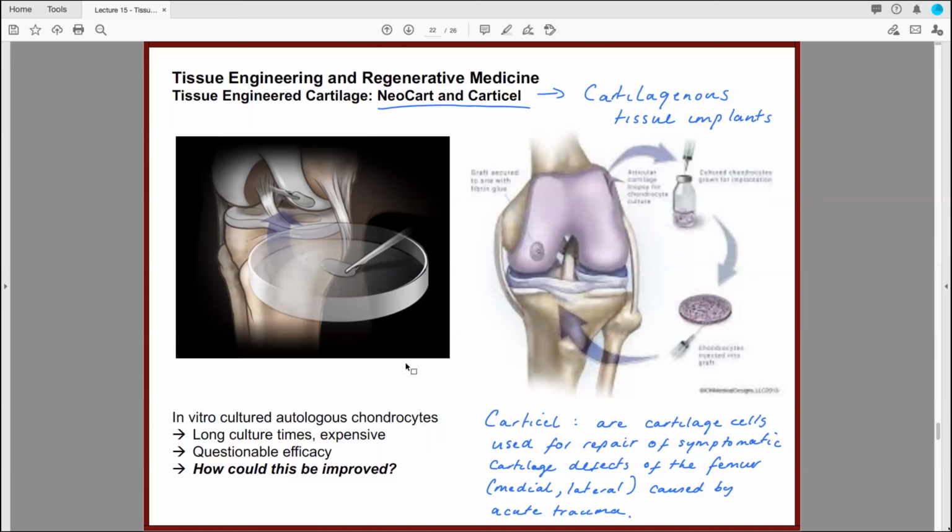So how can this improve? Well, it can be improved by incorporating it into these scaffolds as well. That's the important thing: when we're looking at regenerating a whole tissue, whether it's a cartilage or a skin tissue, we know that it can be a benefit now to incorporate those cells into these scaffolds to aid that regrowth.